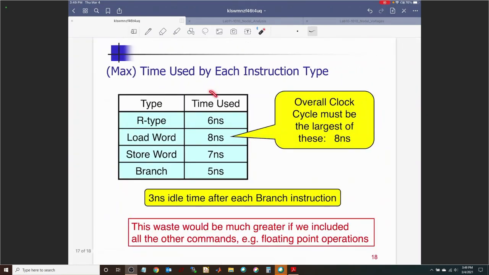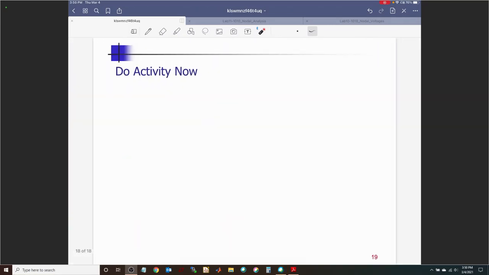And this sort of limitation plays a crucial role when we start talking about pipelining, because there is a difference in the time it takes to execute each instruction. All right, so this also leads to the conclusion at the bottom of the slide, which is that this waste would be much greater if you start including more and more instructions. For example, floating point instructions will take a lot longer than the smaller set of instructions that we have been looking at. So the difference between the fastest and the slowest instruction will be more pronounced in that case.